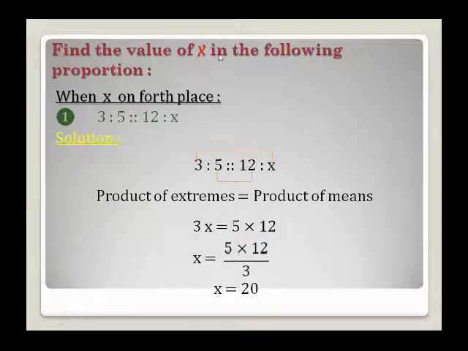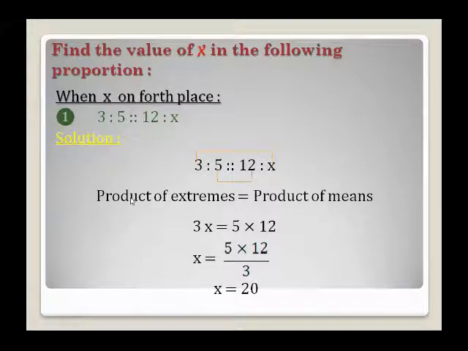The question is: find the value of x in the following proportion. The first case is when x is in the fourth place. In question number 1 we have 3 ratio 5 proportion 12 ratio x. As you see, students, x is in the fourth place, so here we start the solution. We write the proportion 3 ratio 5 proportion 12 ratio x. Now these are the extreme values. The first term and the fourth term are the extreme values, and the middle terms, which are the second term and third term, are the mean values.